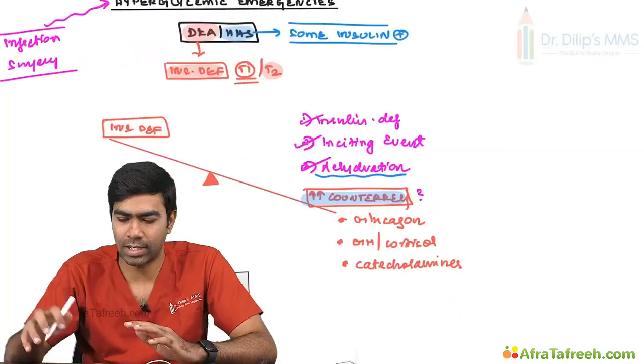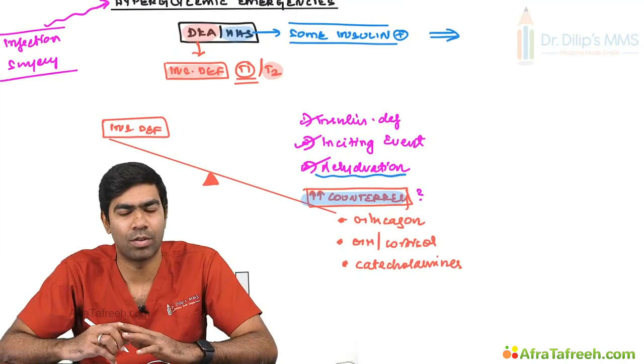Now you will be understanding what really happens in DKA. It's due to absolute or relative insulin deficiency and simultaneous excessive counter-regulatory hormones causing excessive gluconeogenesis and accelerated lipolysis producing ketoacidosis. And please understand the fact that the ketoacidosis is going to be the most important component of a diabetic ketoacidosis, as the name suggests.